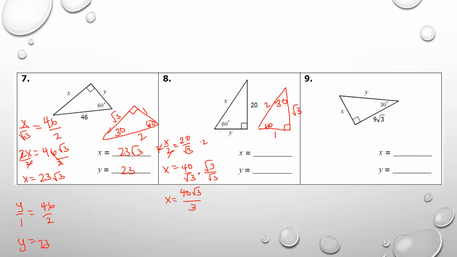And you can come up with that in different ways. As long as you get 3 in the bottom, you're good. Now my answer does not have a radical in the denominator, and I can say that my answer is 40 root 3 over 3.